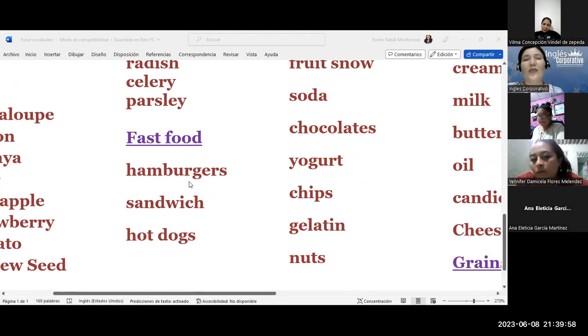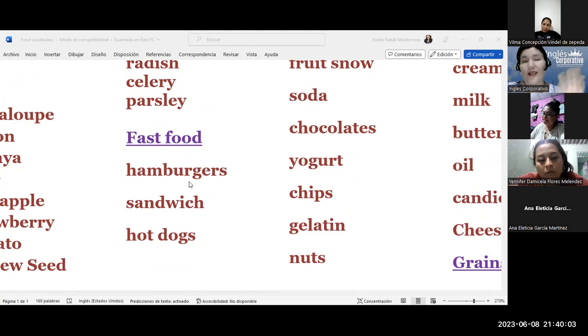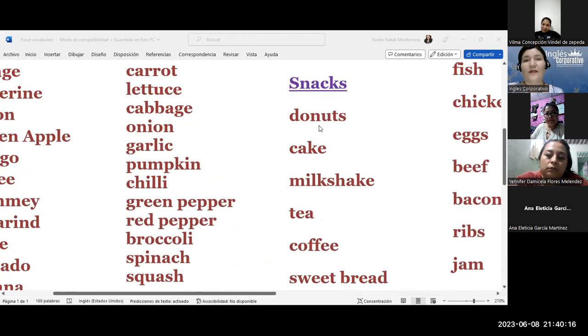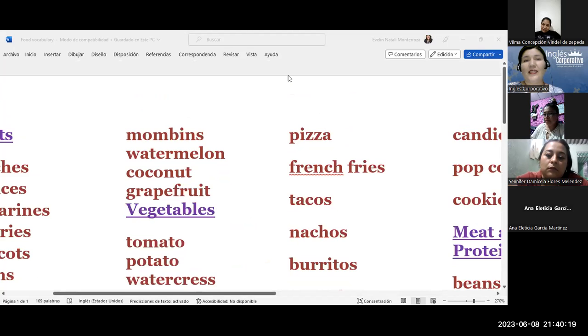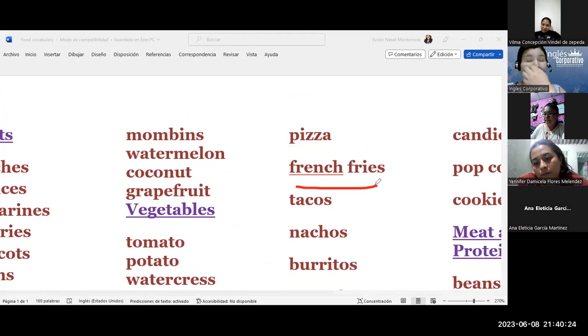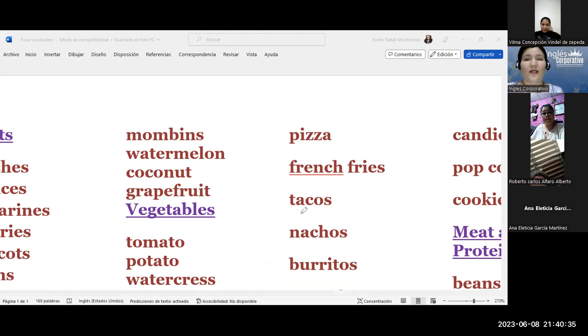What about the next one? The next category that we have is fast food. Fast food is comida rápida, comida chatarra, you might call it as well, right? Hamburgers, sandwich, hot dogs. Those are the favorites of the kids, right? Here we also have pizza. French fries are the ones that you get with the hamburger. Cuando le dan una hamburguesa, le dan french fries, papas fritas. Exactly. The most delicious part of this one.